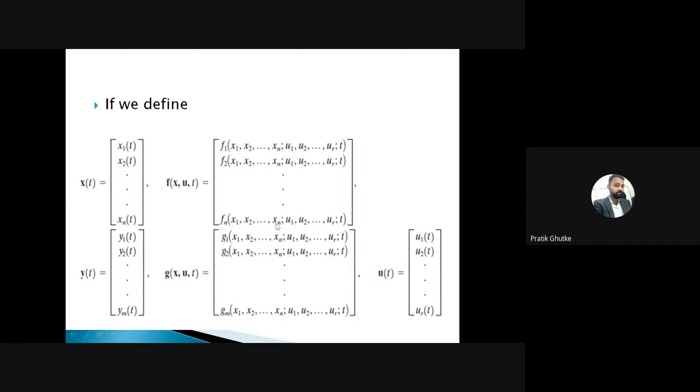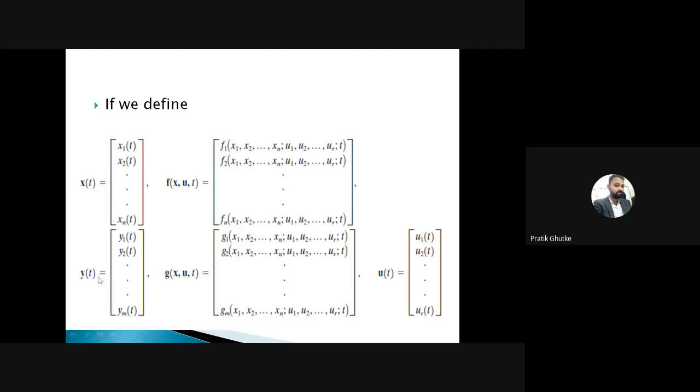x1, x2, up to xn, and u1, u2, up to ur of t. So x of t is your input equation, and it is the representation for input. Now, how to represent the output equation?